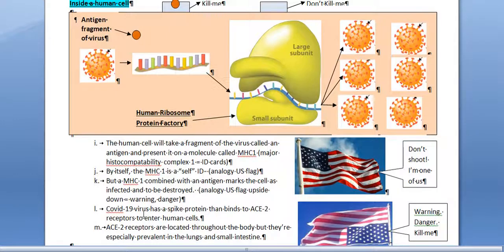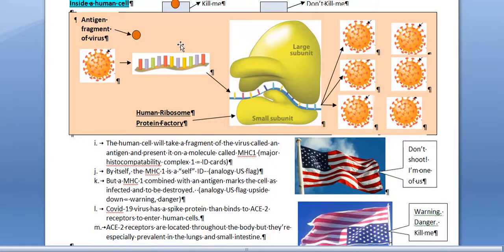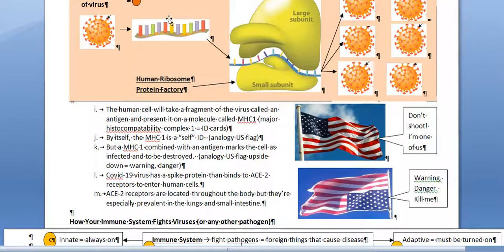I'll explain more of that in a second. So it sends a signal to other immune cells to come along and kill it.